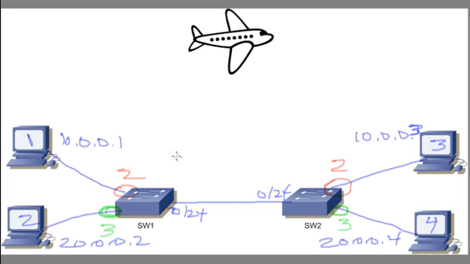The solution is, we're going to go with the middle solution. That is, we're going to create these interfaces and specify these interfaces right here, FA0/24 on both these switches. We're going to set them up as trunk ports.